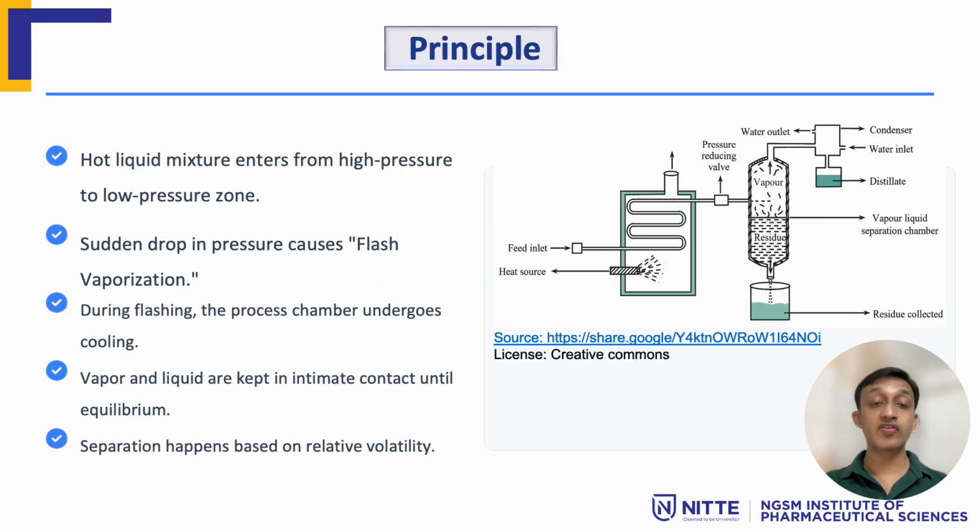The principle of flash distillation is based on sudden pressure reduction. A hot liquid mixture is introduced into a chamber maintained at low pressure. This sudden drop in the pressure results in what we call flash vaporization. During this process, the system experiences cooling, with vapor and liquid phases remaining in close contact. Equilibrium is established. Separation occurs due to differences in relative volatility of the components.